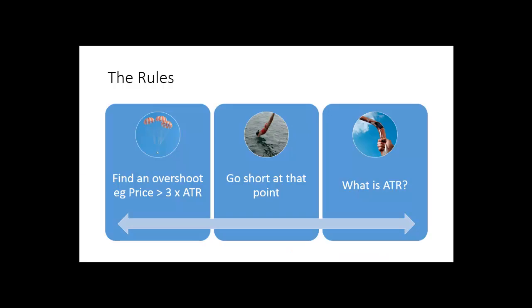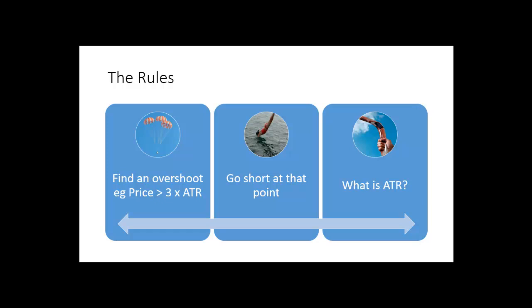So, what are the rules? Well, I find an overshoot. In other words, the price goes more than 3 times the average true range. Most pieces of software will show you what the average true range is. The average true range is basically the range the price moves each day, as general movements on average, let's say over the last 15 periods, each day or each period how much it's moved, and multiplied by 3 times the average true range. We go short at that point if it overshoots it, or long, depending on which direction it's gone, for mean reversion.